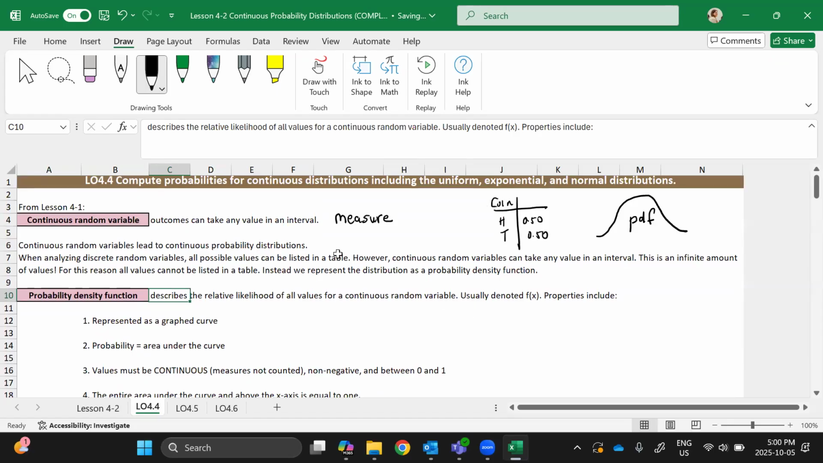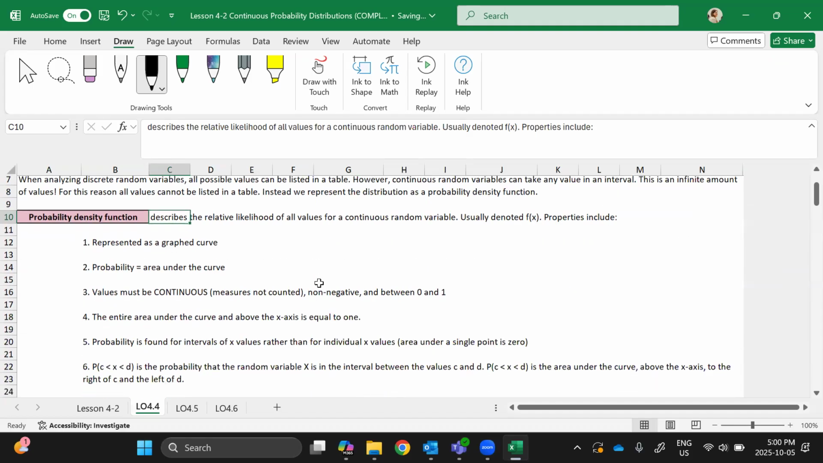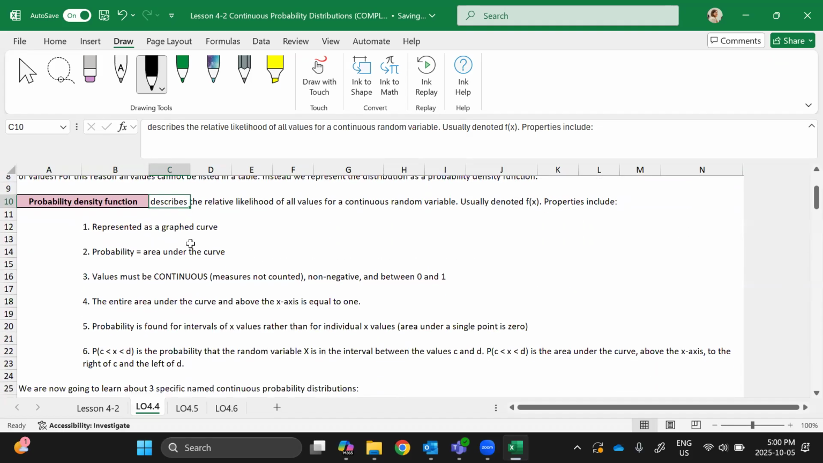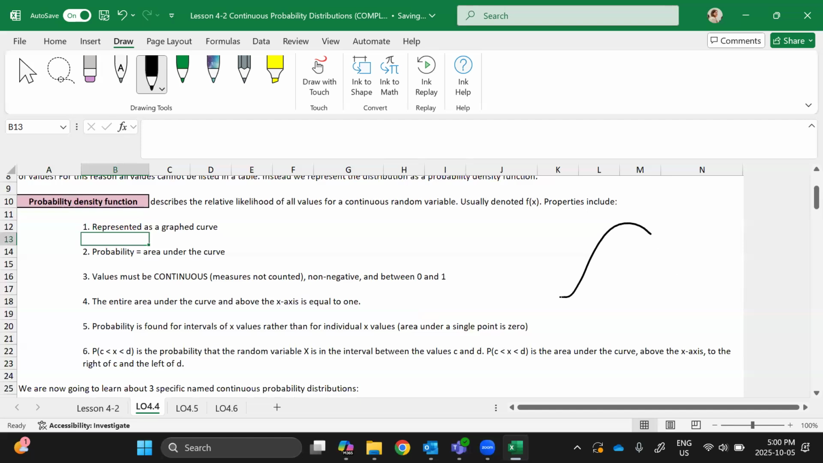It's the same idea as the probability density functions we did last class, where we listed the outcomes in a table. Just because the values can take any interval, we can't possibly list them all that way, so we use a curve instead. Some properties of the probability density function are that they are represented using a curve. If I draw a curve, they don't all have to look perfect like this, but this would represent your PDF. Any probability can be represented as an area under the curve.